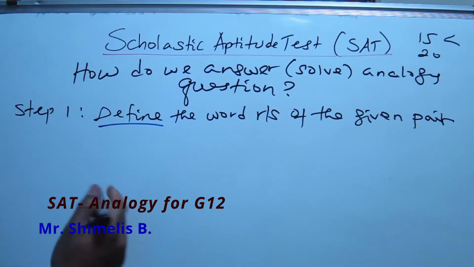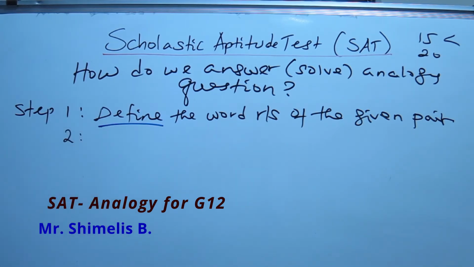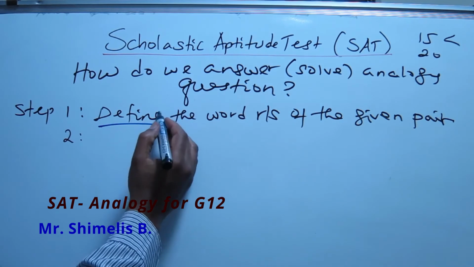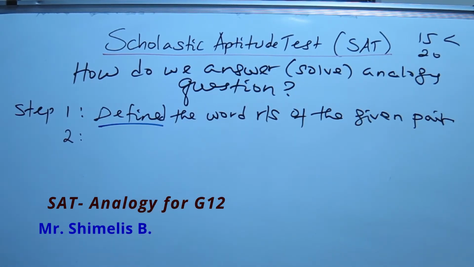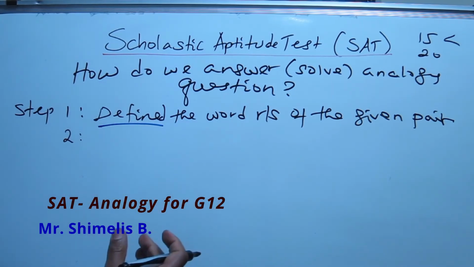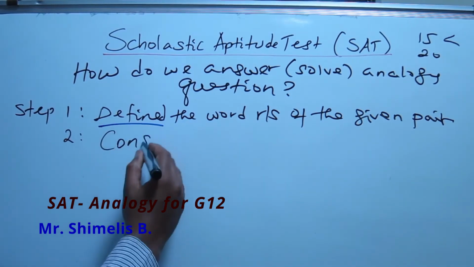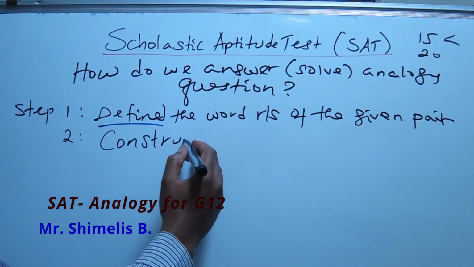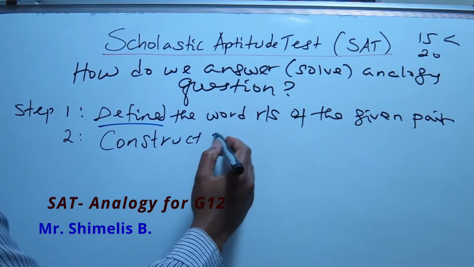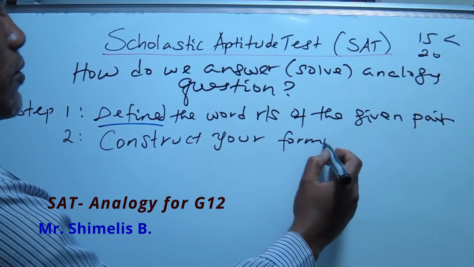And next, the second step would be, now you have already defined the word relationship of the given pair. So the next step would be to construct your formula statement.